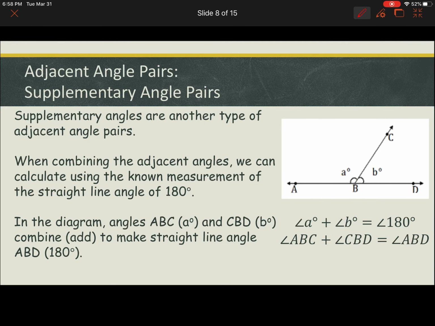Similarly, for supplementary angles, we see angle A and angle B. When we add them together, that's going to equal 180 degrees. Again, it forms a straight line.